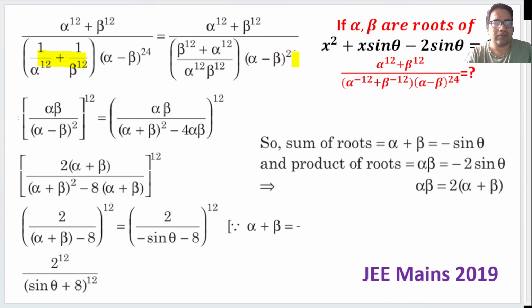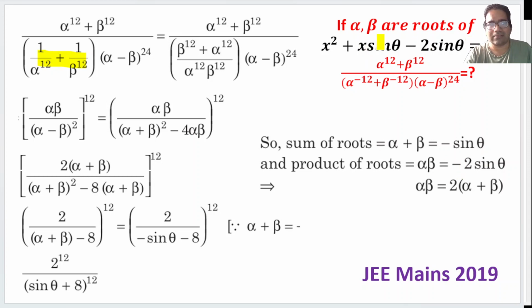Then this 24 we can write as 2 into 12. So basically, we get alpha beta whole power 12 by alpha minus beta whole square whole power 12, because alpha minus beta whole power 24 is 2 into 12. Now we are almost there. We are able to express this entire expression in terms of alpha beta and alpha plus beta. So this alpha minus beta whole square, we can write as alpha plus beta whole square minus 4 alpha beta.